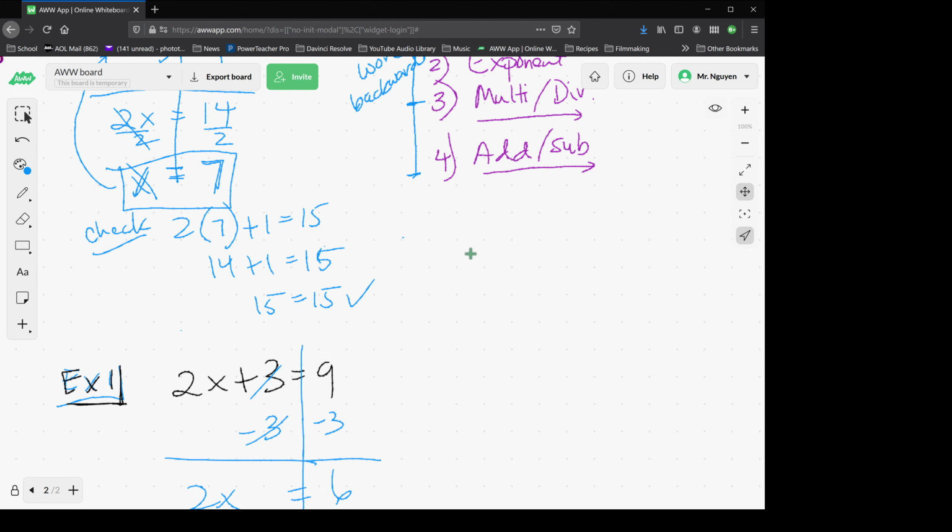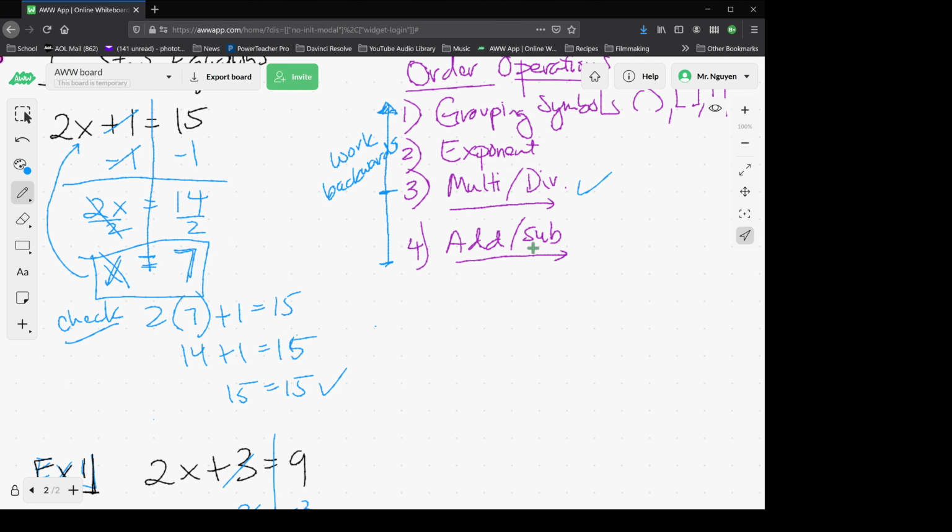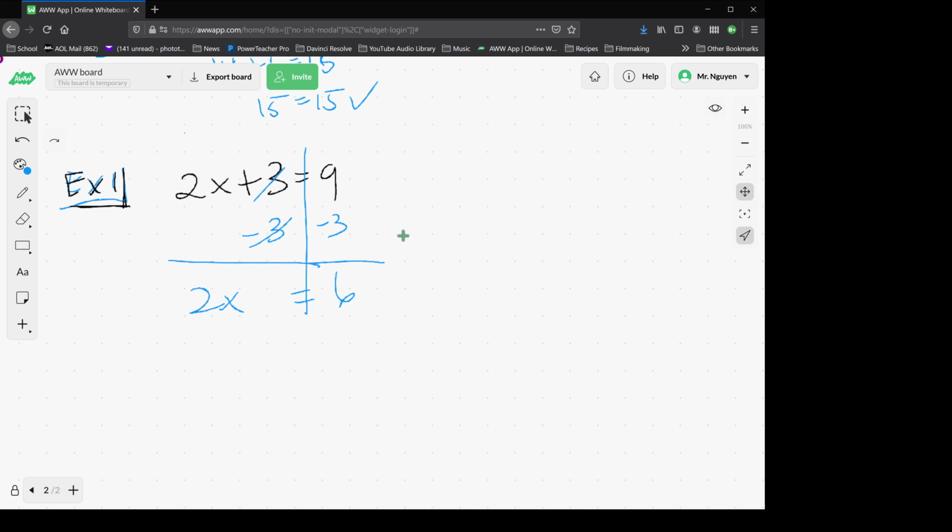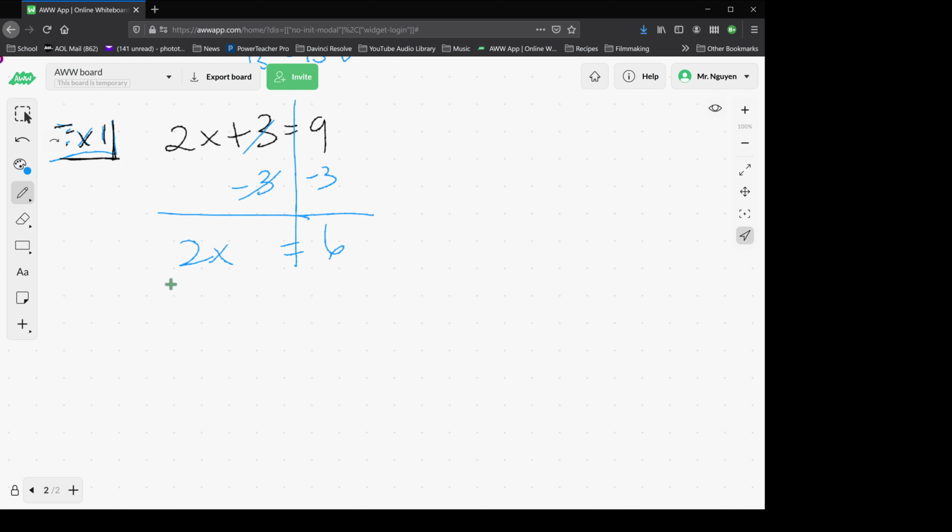Now, multiplication and division, right? So what's being multiplied or divided? Over here, we have 2x. That's 2 times x. So we need to undo that. Undo the multiplying by 2 by dividing by 2. We do that to both sides. So x is equal to 3. And of course, check.